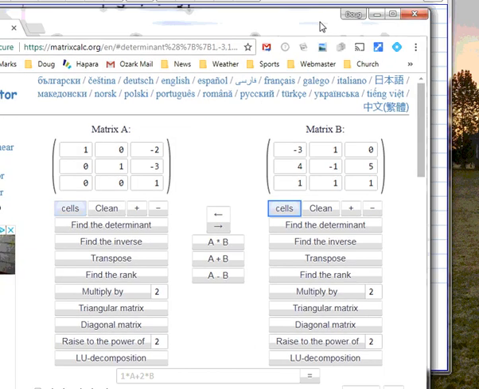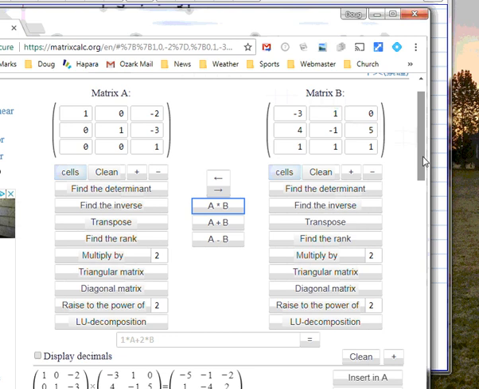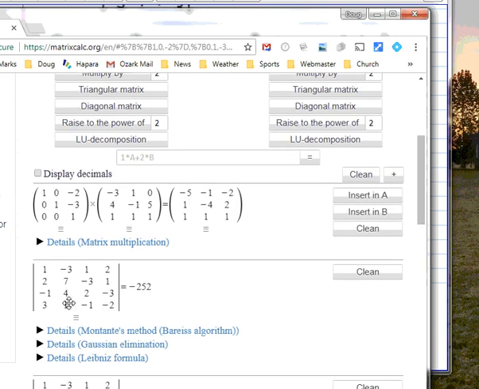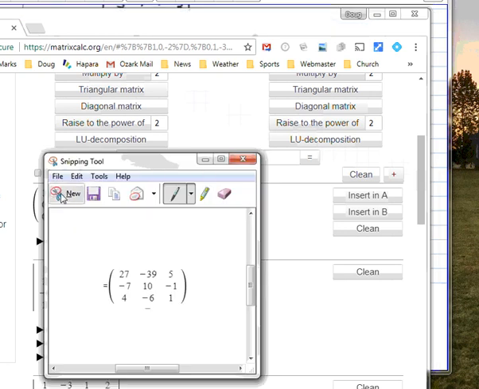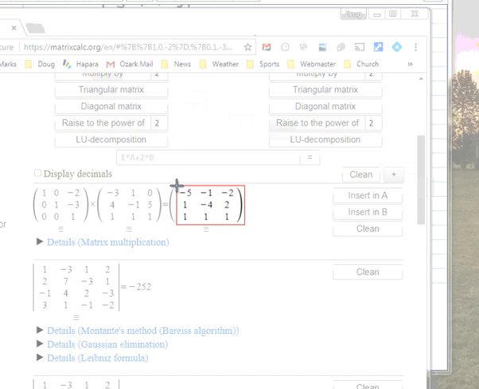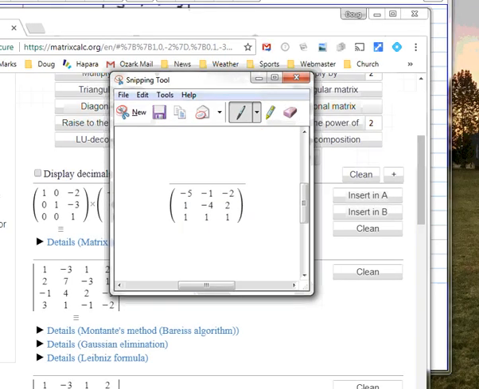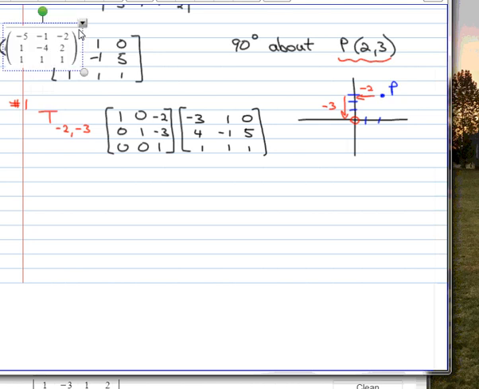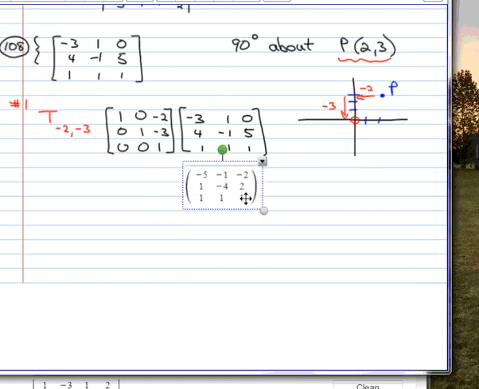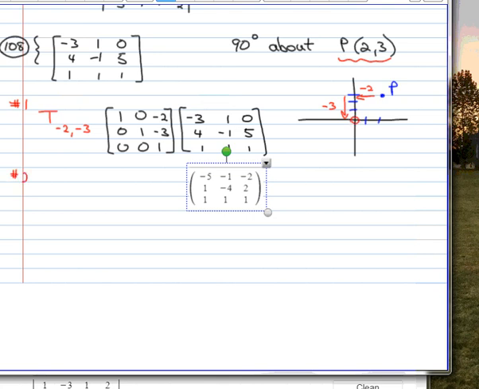All right, so I need to multiply these two together. So what does it say? Multiply them together. So there comes my multiplication. So we'll grab that. So I've accomplished number 1. I have moved it over here to the origin. Now step number 2 is I rotate it. So step number 2, we need to do the rotation of 90 degrees, and we'll have to do it on the left side again.